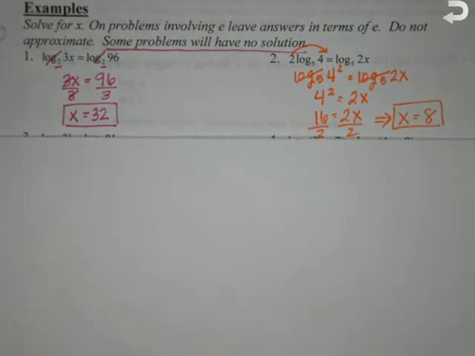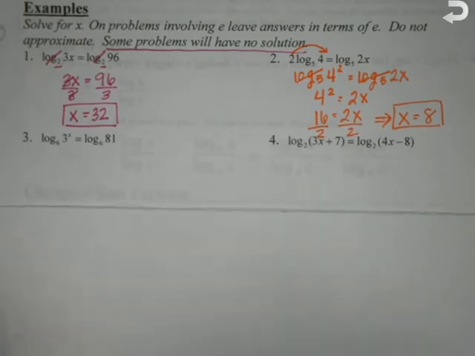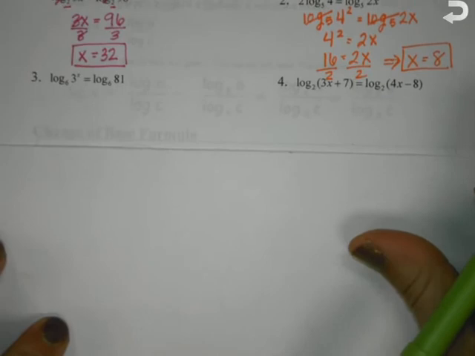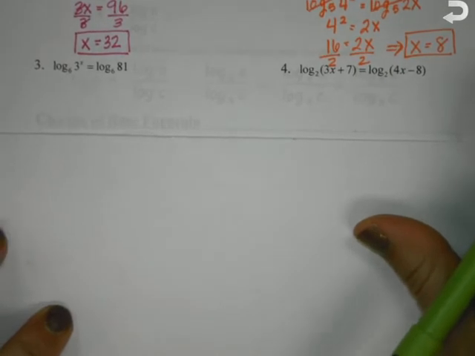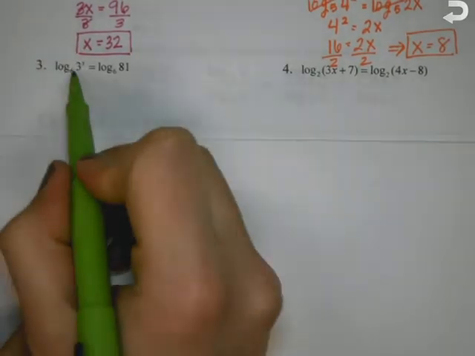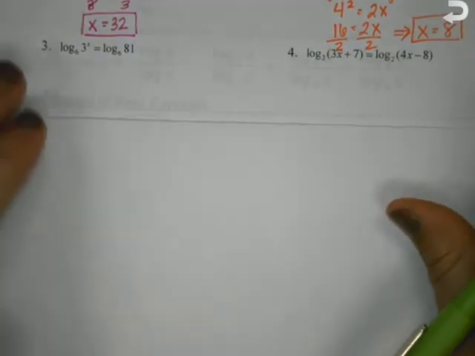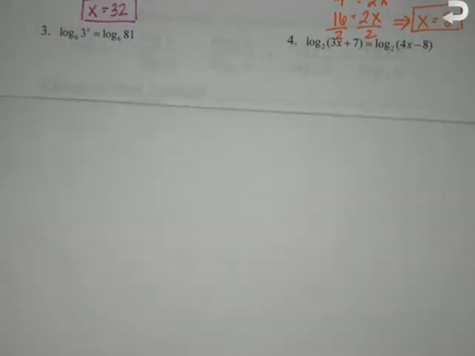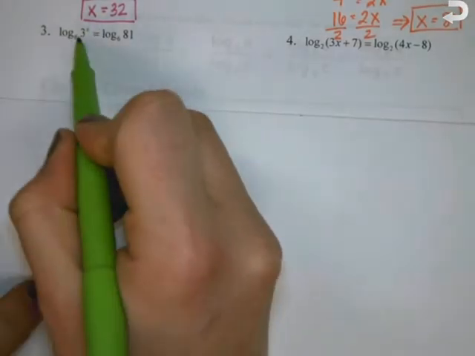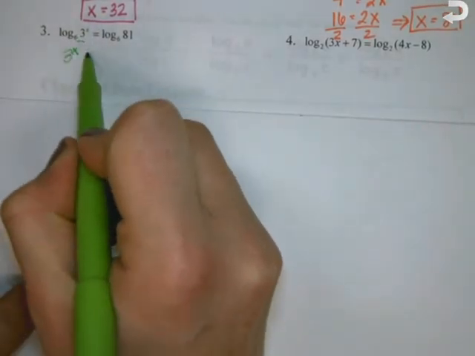Make sense? You guys are okay? Okay. Number 3. Log base 6 of 3 to the x equals log base 6 of 81. Do I need to condense it at all on this one? No. Do I have the same base? Yes. So I can drop those bases. So I'm just left with 3 to the x equals 81.